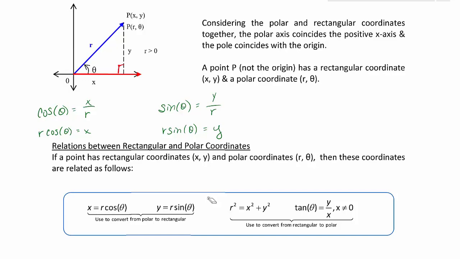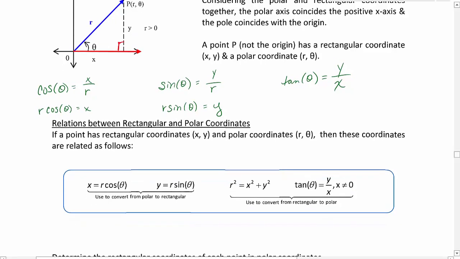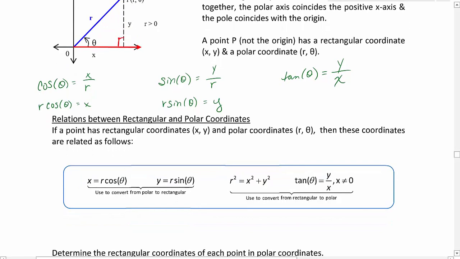All right, I'm going to just continue with my SOHCAHTOA here. We know that tangent of theta is equal to opposite over adjacent, so that's going to be y over x. And that's our third relationship. And then the last relationship doesn't even come from trigonometry. It comes from the Pythagorean theorem, relating the three sides of a right triangle. So x squared plus y squared is going to be equal to r squared. And we're going to use these second two relationships when we're converting from rectangular form to polar form.